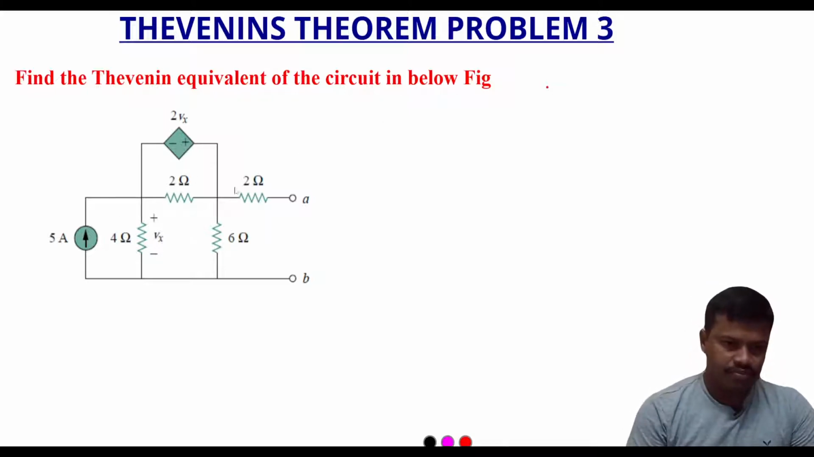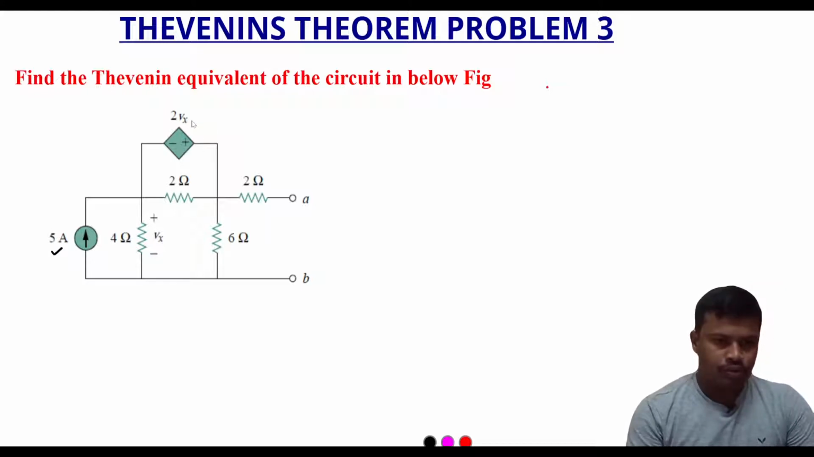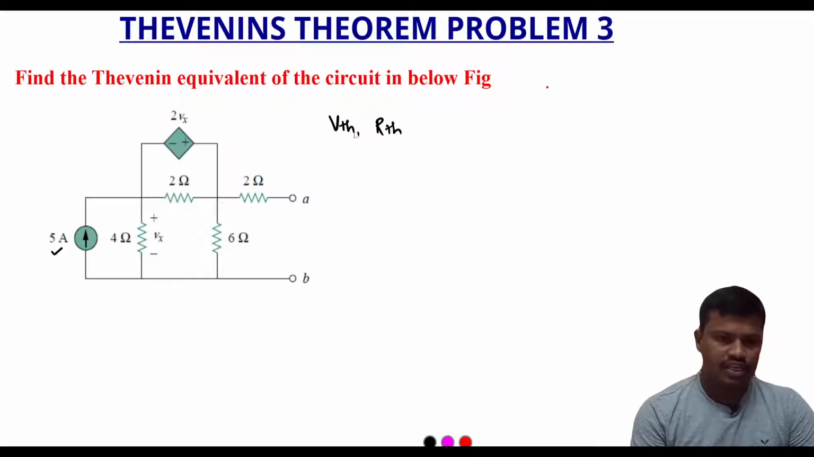This is the figure. In this one, an independent current source of 5 amps is available. Here is one dependent source, whose value is 2Vx, and Vx is the voltage drop across the 4 ohm resistor. As we know, to draw the Thevenin equivalent circuit, we must know two parameters, that is Vth and Rth. Vth is the Thevenin voltage and Rth is the Thevenin resistance.